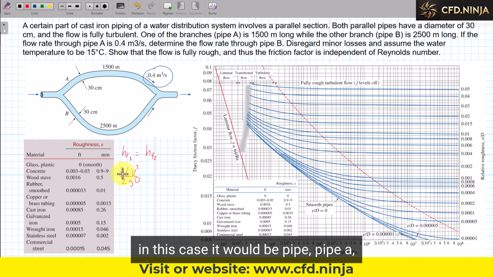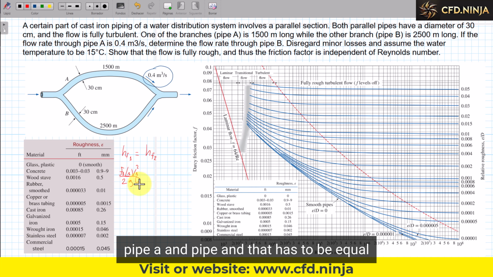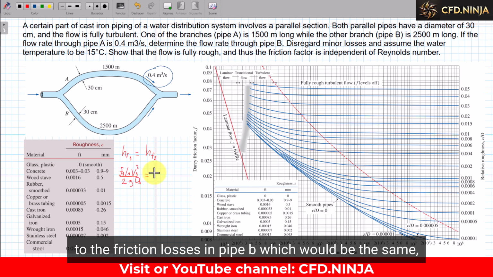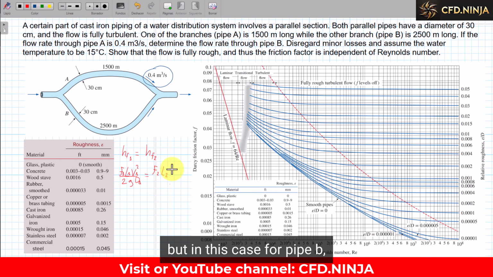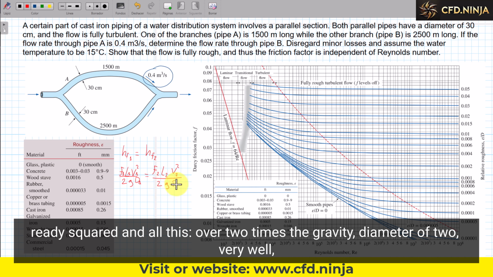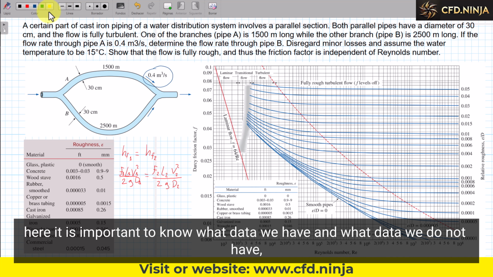In this case, it would be for pipe A, and that has to be equal to the friction losses in pipe B, which would be the same, but in this case for pipe B, with the velocity squared and all this, over 2 times the gravity times the diameter of 2. Very well. Here, it is important to know what data we have and what data we do not have.